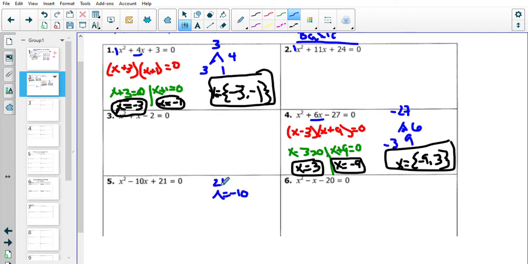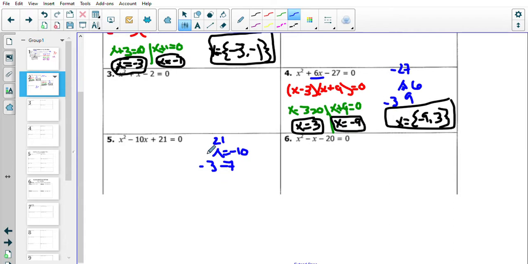And again, how do I get 21? There's only 2 numbers that multiply to give us 21, and that's 3 times 7. And again, 3 and 7 do make 10, but they both need to be negative. Okay? So that tells us that we have a -3 and a -7 here. So we are going to do x minus 3 and x minus 7. Okay, still set it equal to 0. Then we're going to set both of our factors, the x minus 3, the x minus 7, equal to 0.